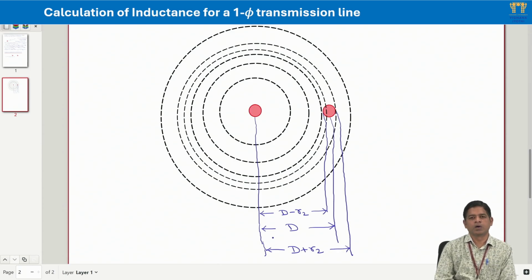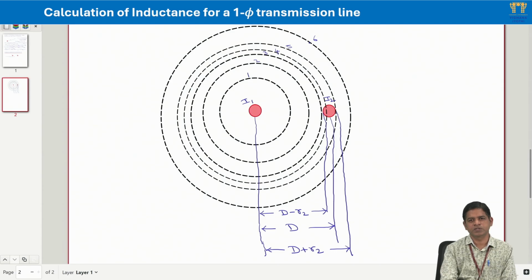Right. So in conductor 1, I1 is the current flowing, and in conductor 2, I2 is the current flowing. And here we are considering only the flux which is produced by the current flowing in conductor 1. So let us give some numbers to these flux lines. Let the first flux line be 1, the second flux line be 2, the third flux line be 3, and the fourth be 4. Similarly, the fifth is 5.